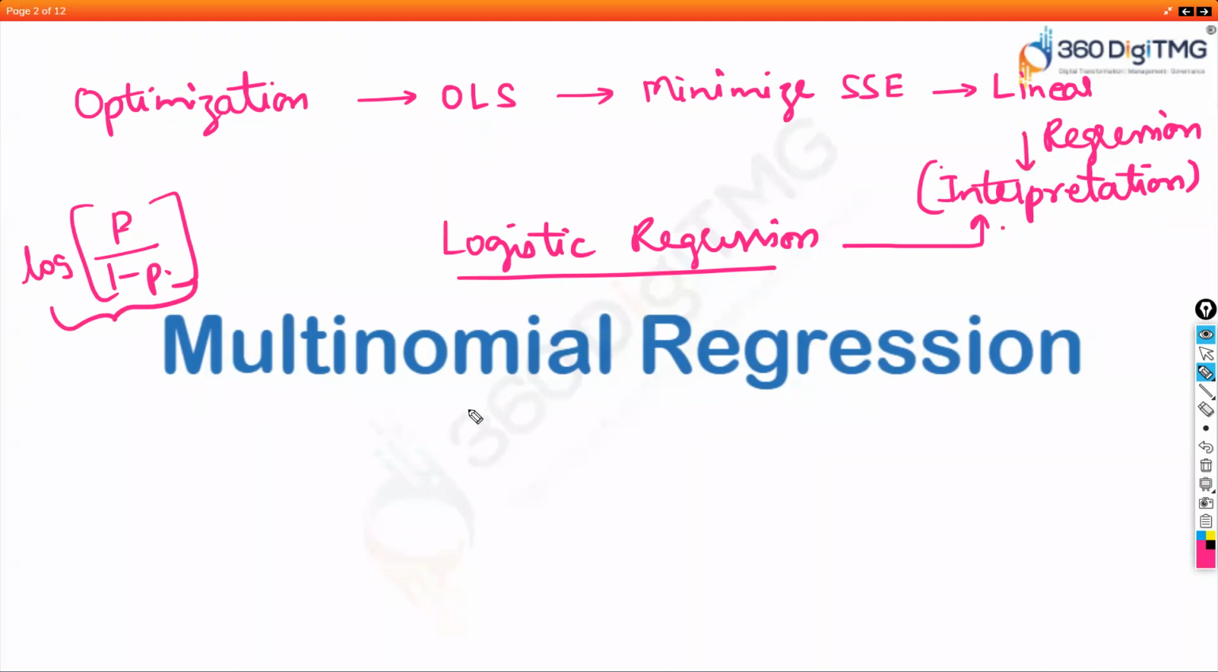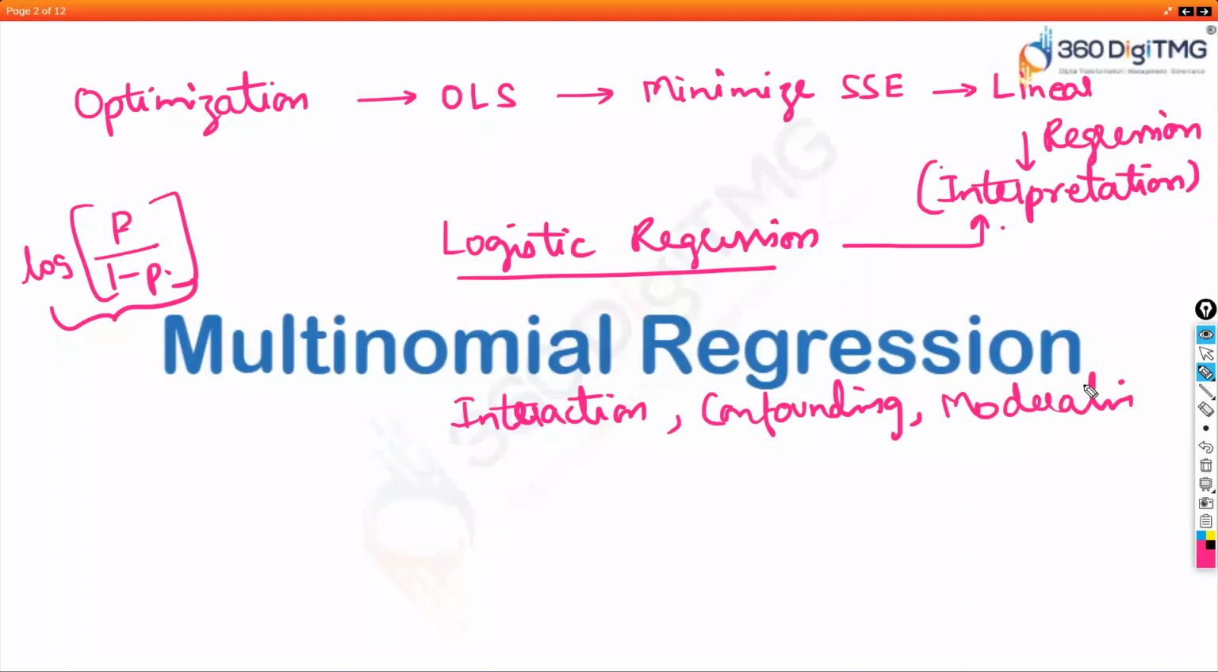And we also spoke about interaction variables. We also tried to understand confounding variables. And we also spoke about moderating variables. These are the various aspects that we have spoken about.